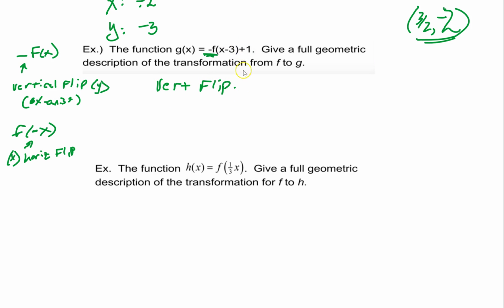And then you could just say, oh, it moves inside opposite, moves right 3 units. And then outside follow, up 1 unit. And that's it. Now, sometimes your book does it in a vector notation.